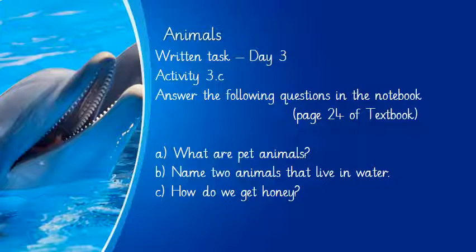Written task for day 3. Answer the following questions in the notebook. A. What are pet animals? B. Name 2 animals that live in water. C. How do we get honey? Children, these questions are given in activity 3.C on page number 24 of the textbook. Take help from the textbook as well to find the answers and do these questions very neatly within the notebook.